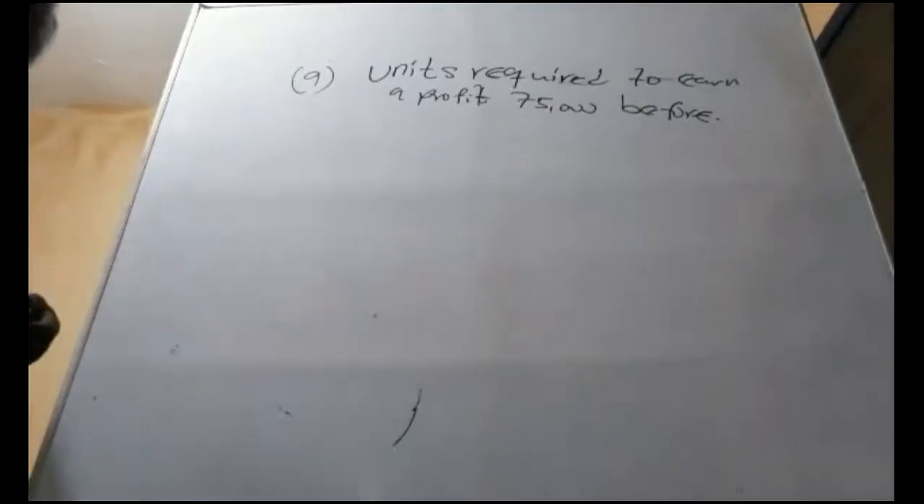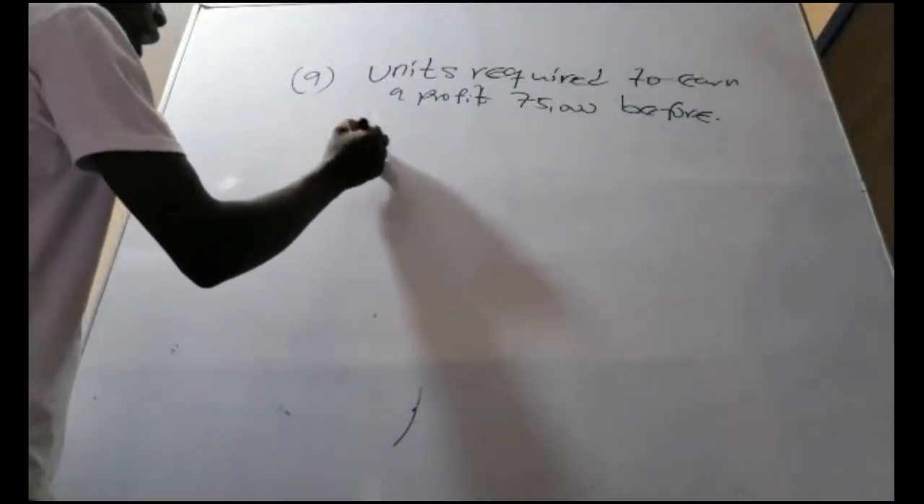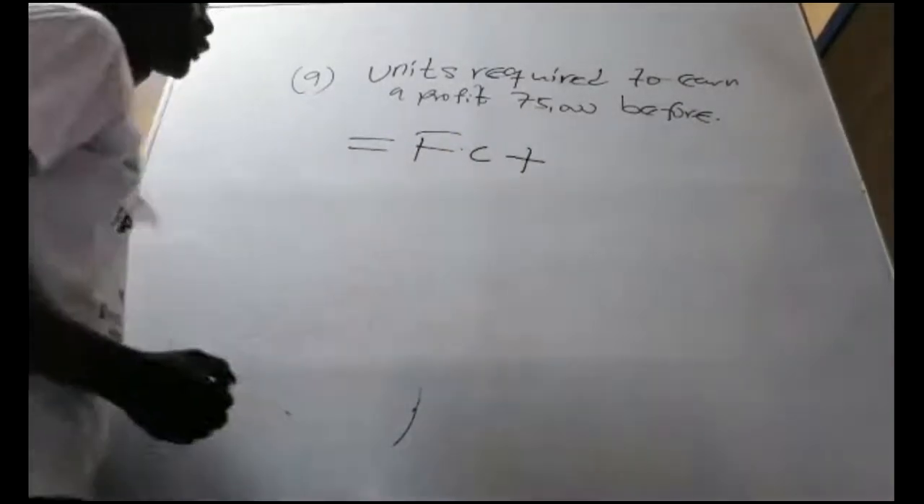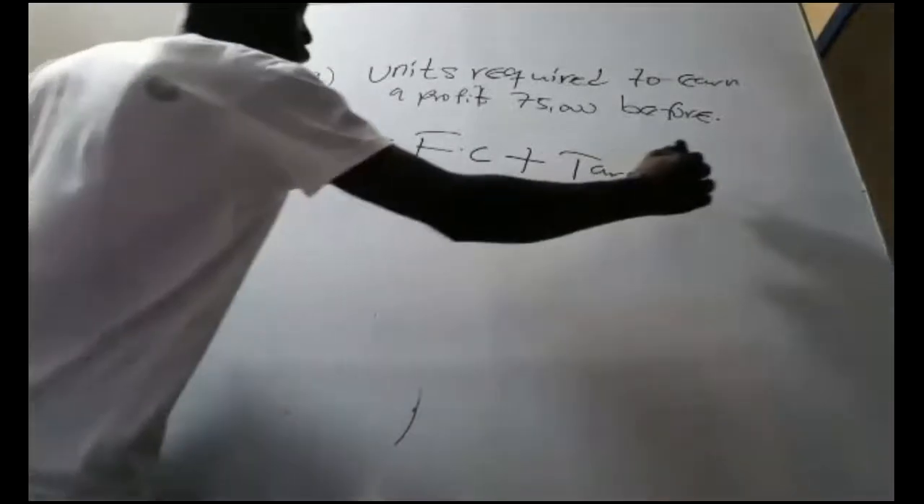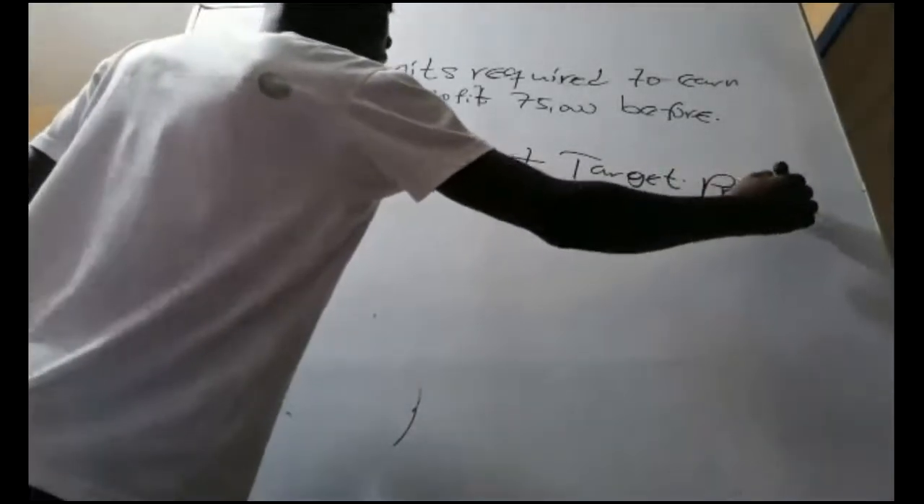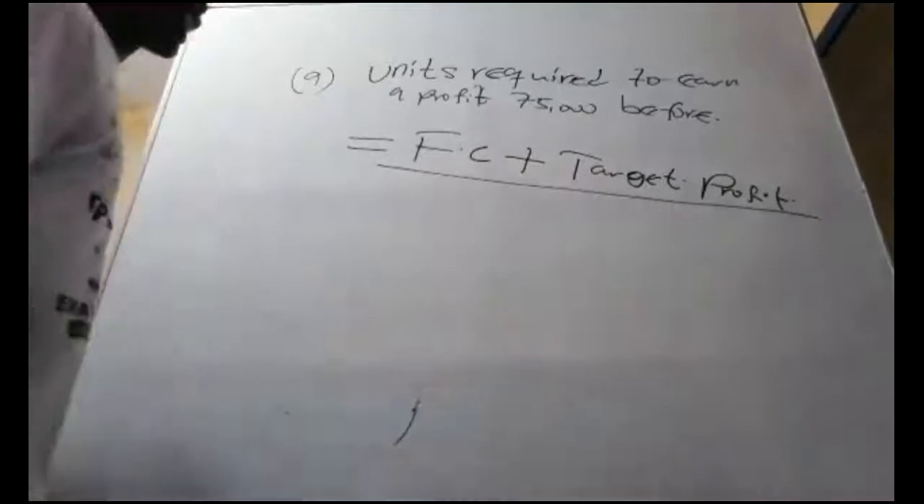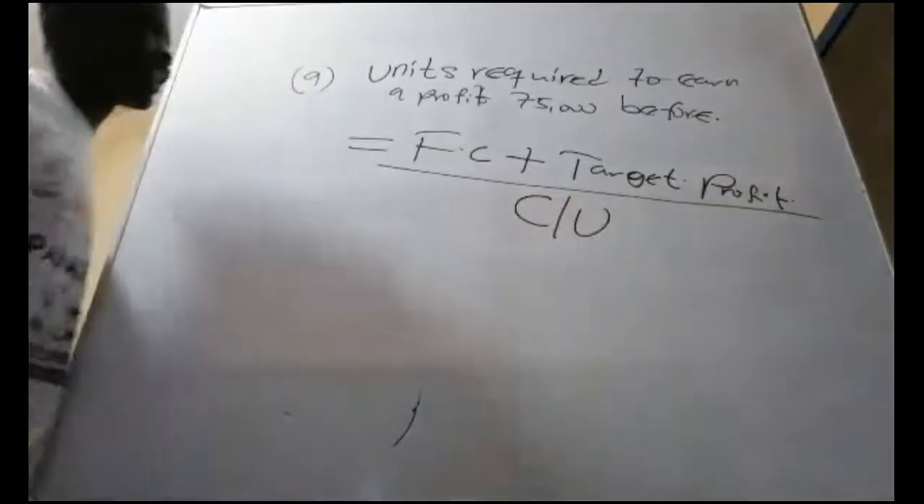Now let's see. What you do is, we said that the units required is equal to the formula: the fixed cost plus the target profit. Here there's no tax issue. Target profit, all divided by the contribution per unit.